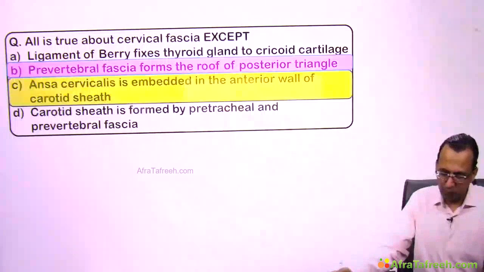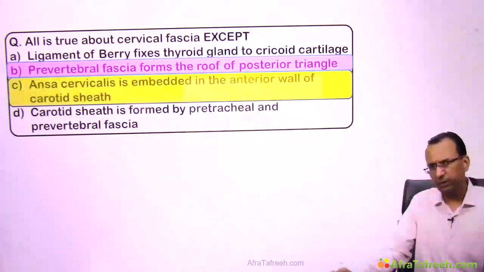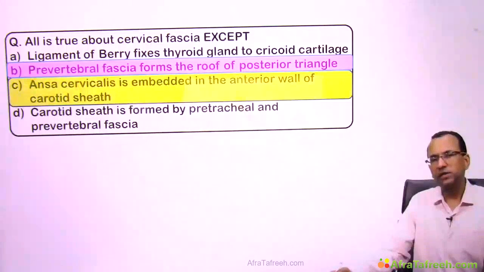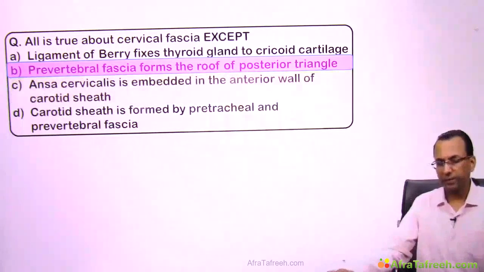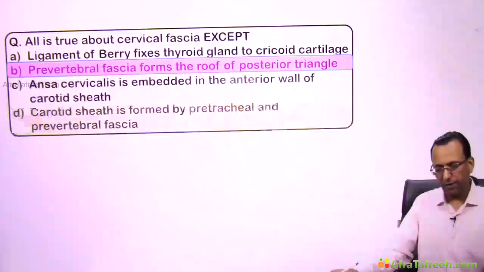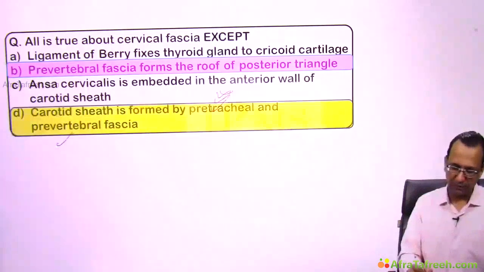And what about the ansa cervicalis embedded to the anterior wall of carotid sheath? Yes, of course, supplying omohyoid muscle, sternohyoid muscle there. It's a correct statement. And what about the carotid sheath formed by pretracheal fascia anteriorly, prevertebral fascia posteriorly?